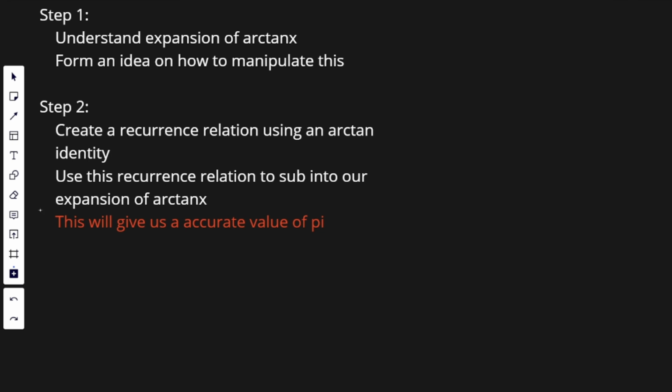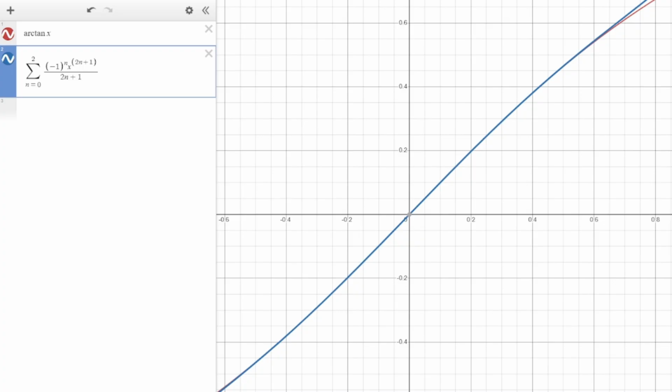Now, you might know already that arctan of 1 is equal to pi on 4. And this is what we're going to be aiming to manipulate. So let's have a look at a graph and see why using arctan of 1 would be a bad way of approximating. So what I've got up here is a Taylor expansion of arctan.